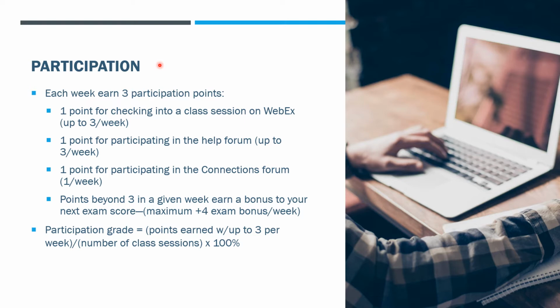Now you'll start with 0 points every week, and you need to get 3 participation points that week for a perfect participation score. You're going to get 1 point every time you check into a class session. Now we're going to have really 2 class sessions a day, Monday, Wednesday, Friday. There'll be one at 8 to 10, and there'll be another one at 11 to 1. Now, except on exam days, you're free to check into either session. On exam days, you need to check into the session for your section.